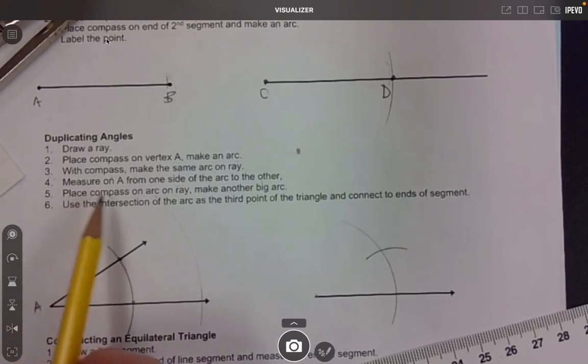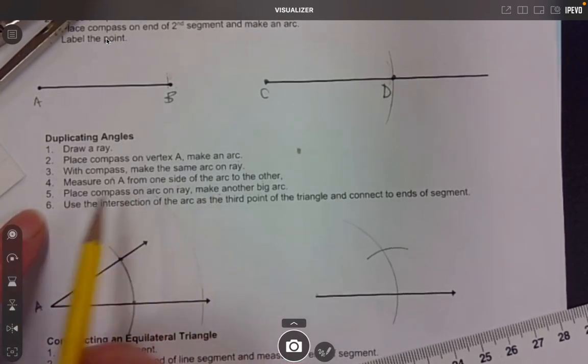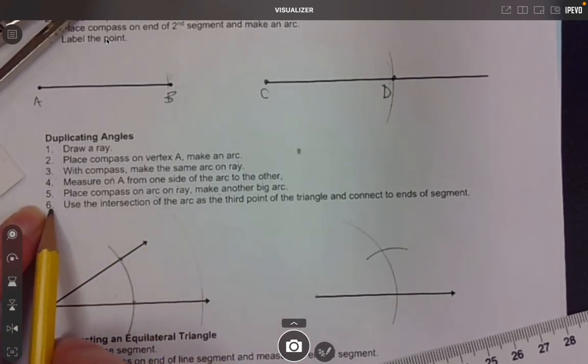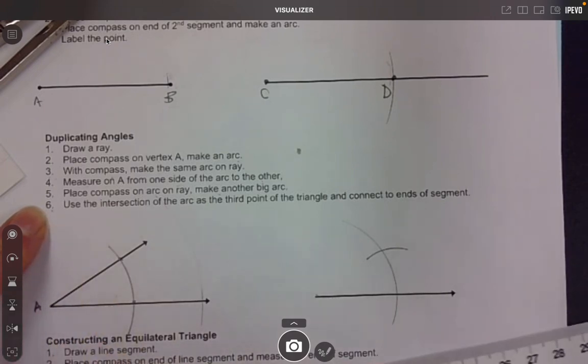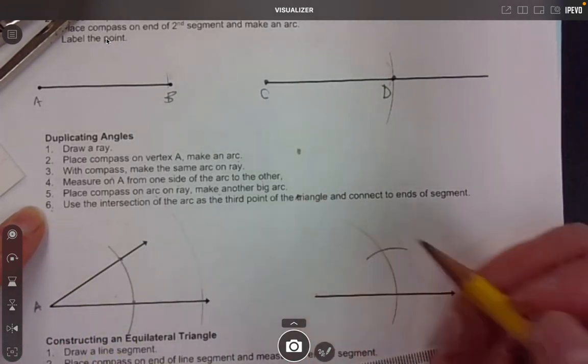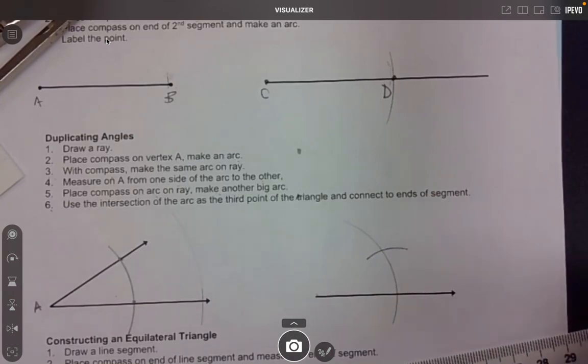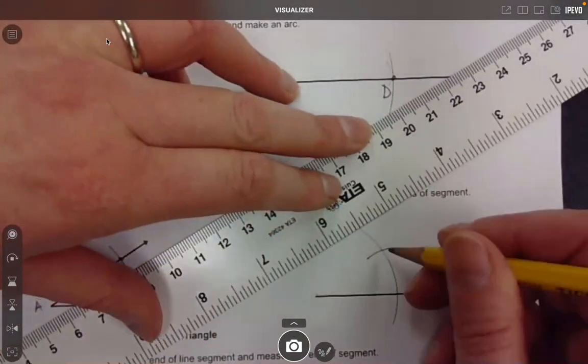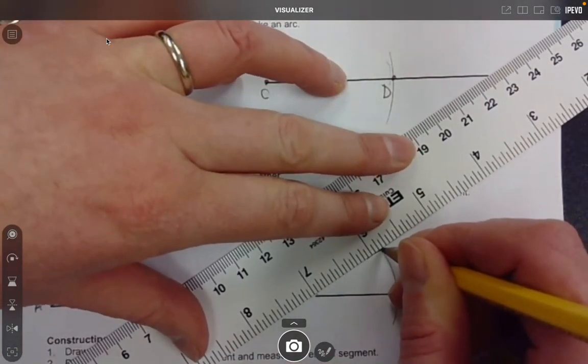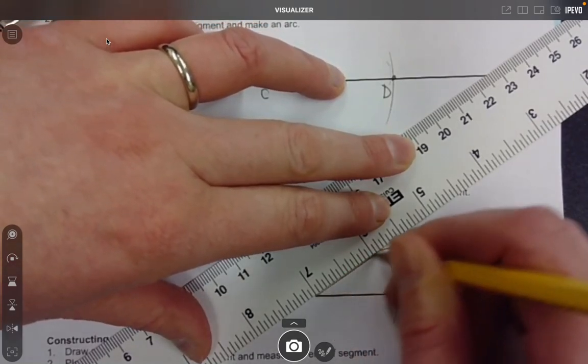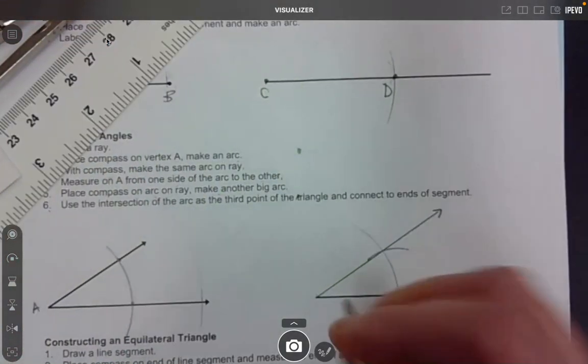All right, so we did this one. And now on step 6, we're using the intersection of the arcs as the third point of the angle, and we're connecting it to the end. So let's put my pencil here. And there we go. Now we've got a copy of our angle.